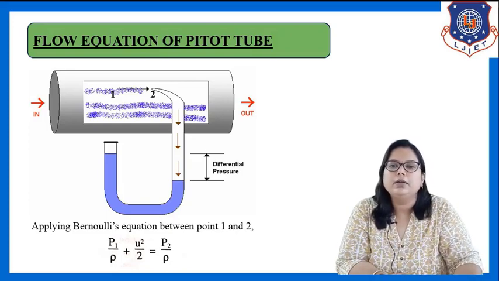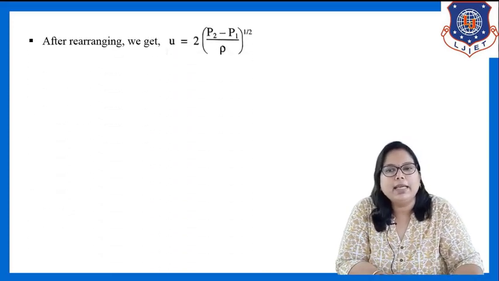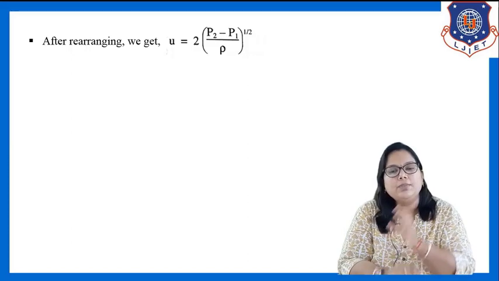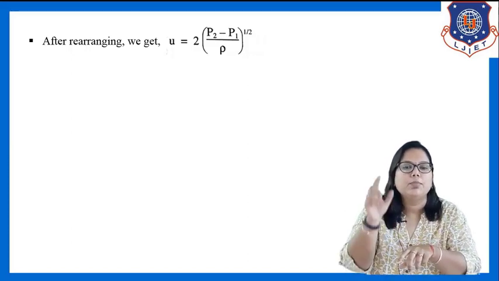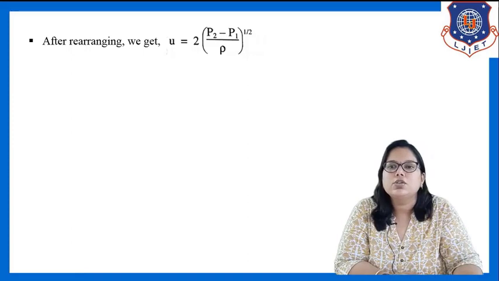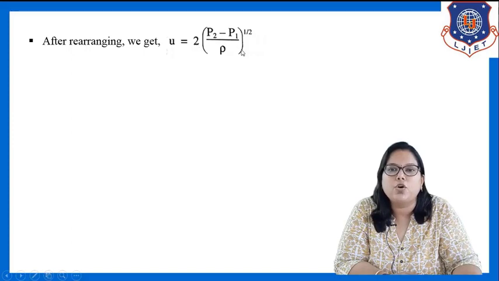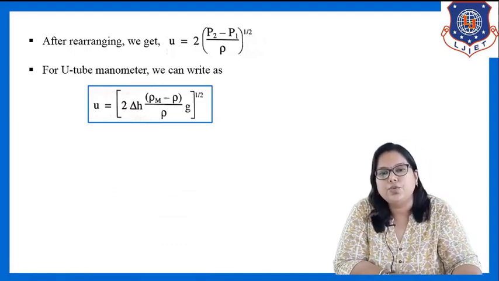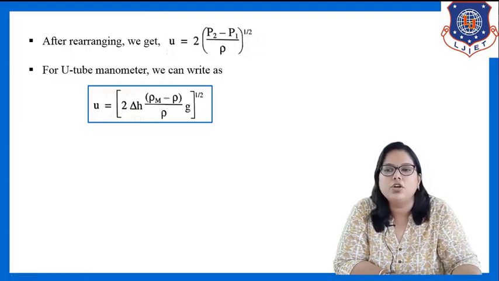Now what will happen? After rearranging this equation for velocity, because I want an equation for velocity, U is equal to 2 times P1 minus P2 upon rho, whole raised to 1 by 2. Right? Now, we are using a U-tube manometer. I can write P1 minus P2 is equal to delta h into rho m minus rho into g for a U-tube manometer, that we all know very well.